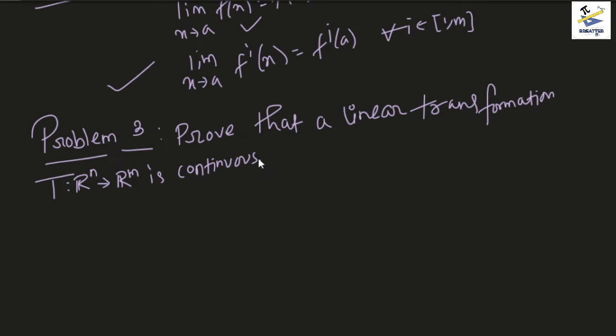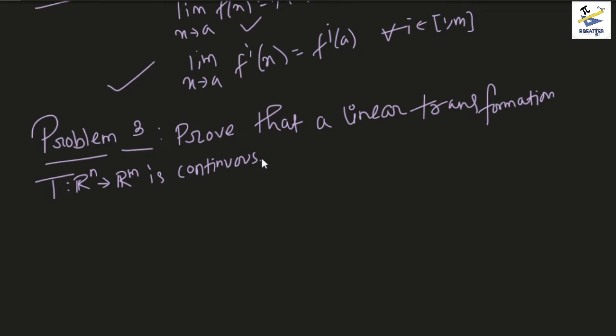So prove that a linear transformation T from R^n to R^m is continuous. Now a linear transformation is of course a linear operator which has the property that T(ax + by) = a T(x) + b T(y), where a and b are real numbers or the field from which T is taken.